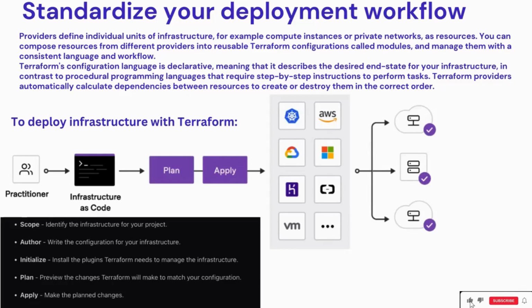Initialize. First, install the plugins Terraform needs to manage the infrastructure for your service provider. Automatically it will download those plugins into a particular folder. The next topic is the plan. The plan previews the changes Terraform will make to match your configuration. Exactly what you require, it will show you, what you're going to deploy. Then when you apply, it makes the planned changes and starts the deployment. Whatever service provider you choose, all the references are taken from the HashiCorp website only. It will go and deploy on the particular infrastructure you chose, right?